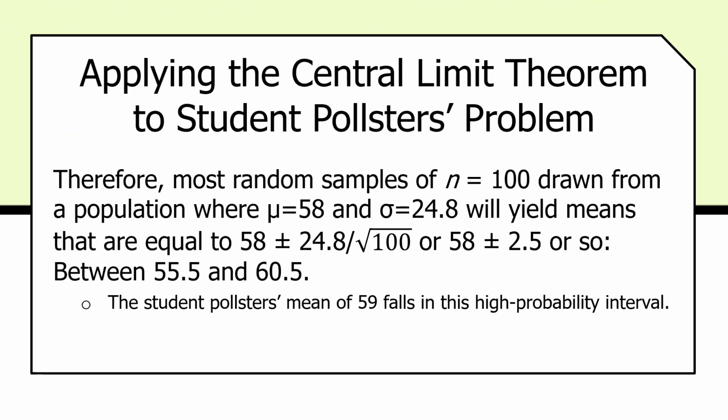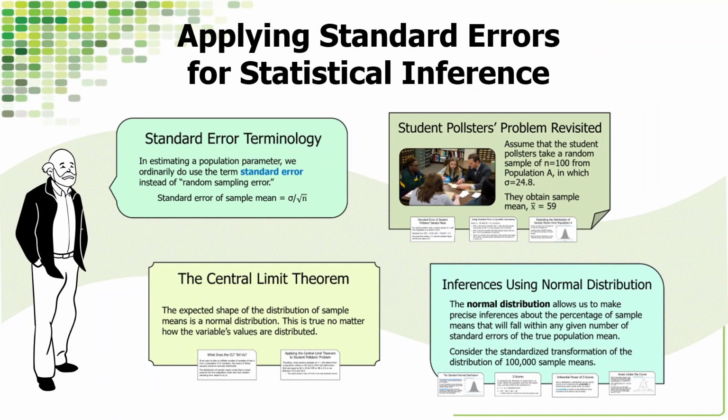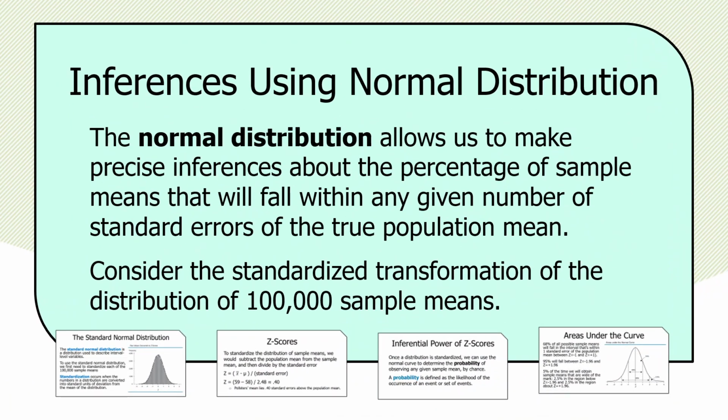Now let's talk then about the shape of the sampling distribution. We know about the central limit theorem. The central limit theorem says the distribution will be normally distributed. What is the normal distribution? The normal distribution allows us to make precise inferences about the percentage of sample means that will fall within any given number of standard errors of the true population mean.